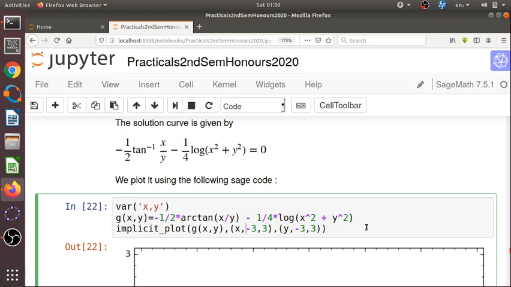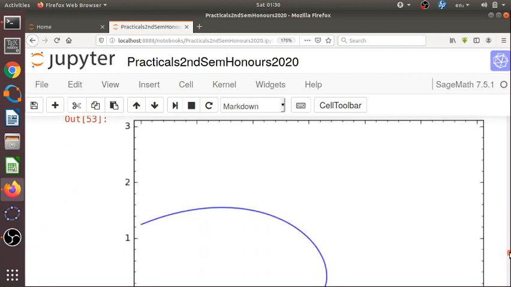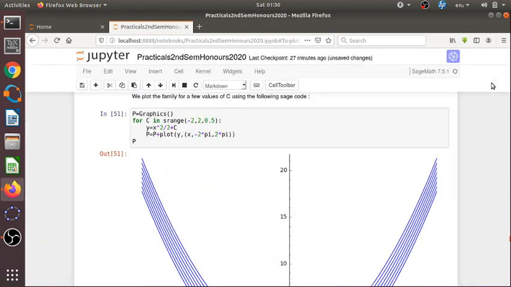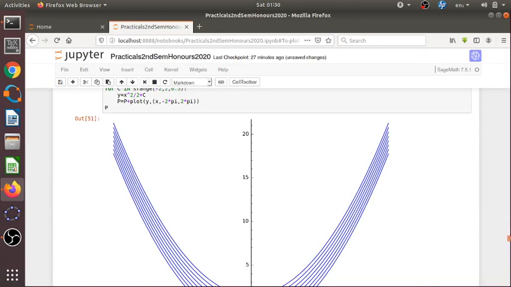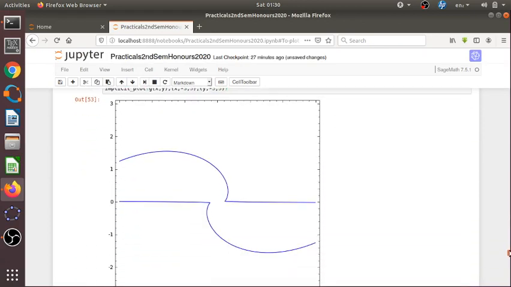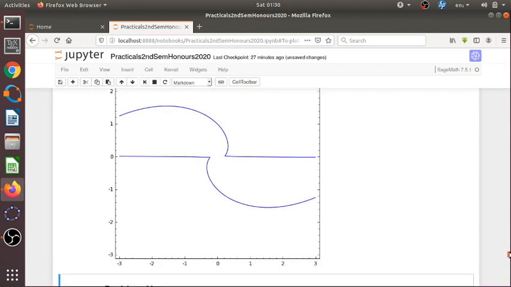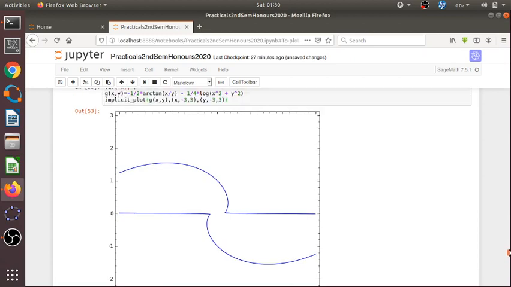Let us see how the plot looks like. Let me minimize this. The plot looks like this. This is the plot between x equal to -3 to +3, y equal to -3 to +3.